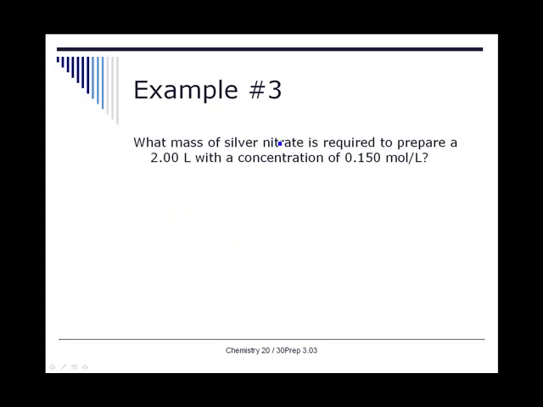So we want a mass of silver nitrate required to prepare a 2-liter solution with a concentration of 0.15 moles per liter. So silver nitrate, AgNO3, and I'm going to calculate the molar mass because when I do these calculations, I know I'm going to need it. So the molar mass of silver nitrate is 169.88 grams per mole.